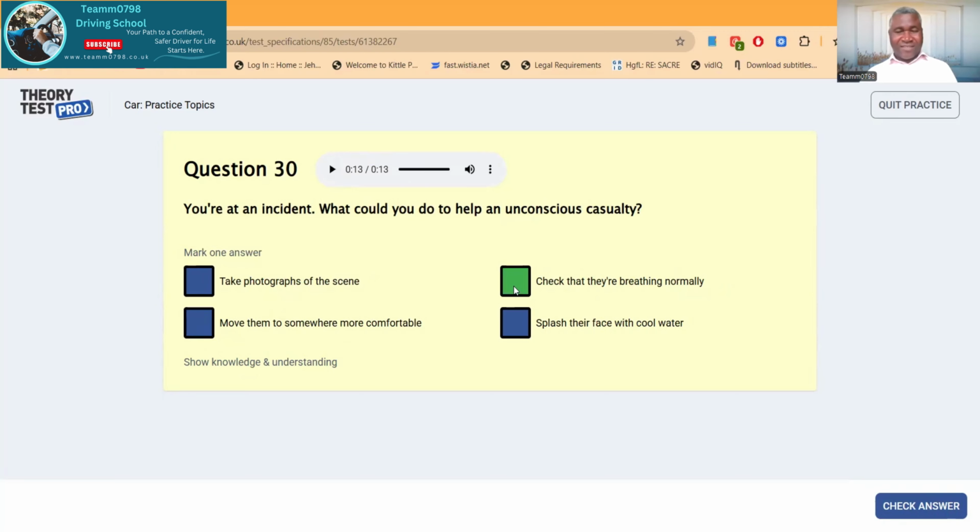Taking photos, that's just lame. Sorry to use that expression. Move them to somewhere, no. Moving them could be more dangerous because you might hurt them more. Do not splash water on their face, okay? Check that they are breathing.